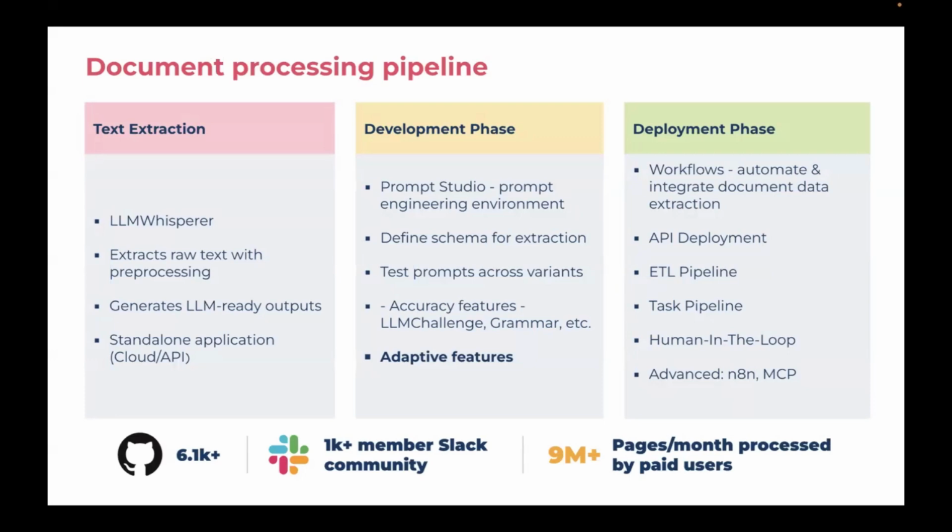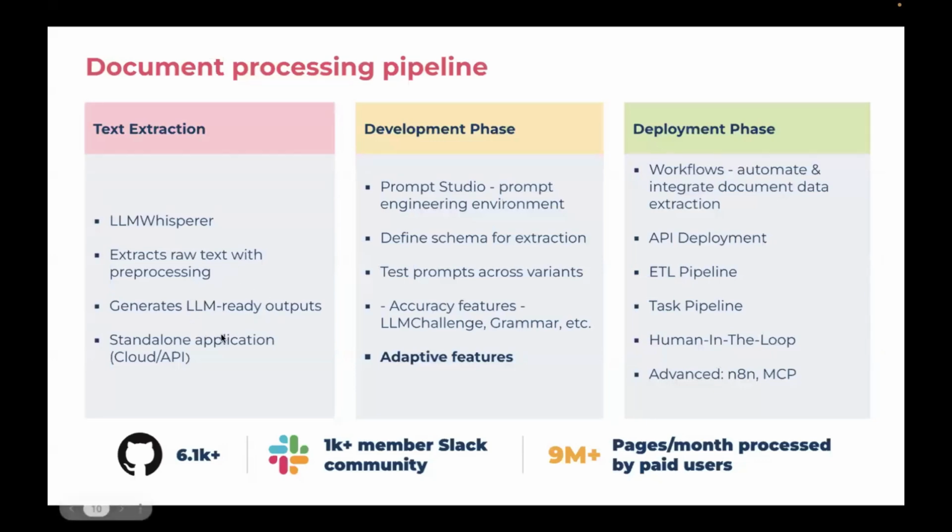So the first set of functions that happen within Unstract is text extraction. So you upload your documents into the platform for data extraction. And what happens is the platform deploys a chosen text extraction tool of your choice to extract the raw text from your document and prepare it into a format that is LLM ready.